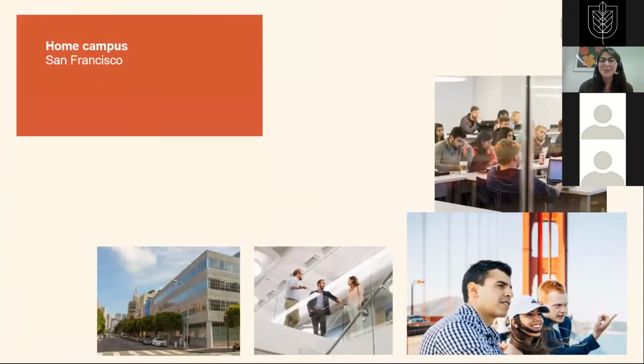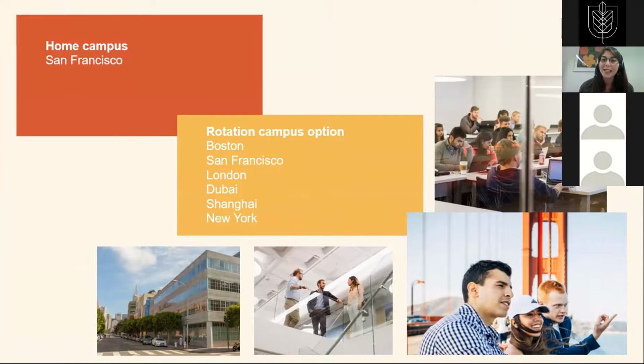Back to the Master of Business Analytics, the location for your home campus, where you will be spending the first 8 months of the program, is San Francisco. But you would still have the opportunity to take advantage of the global rotation program, which allows you to study in 3 different campuses and potentially in 3 different continents if you wish throughout 1 year of the program. For example, you could start in San Francisco and then rotate to London and Dubai, or to Shanghai and New York. This is totally up to you.